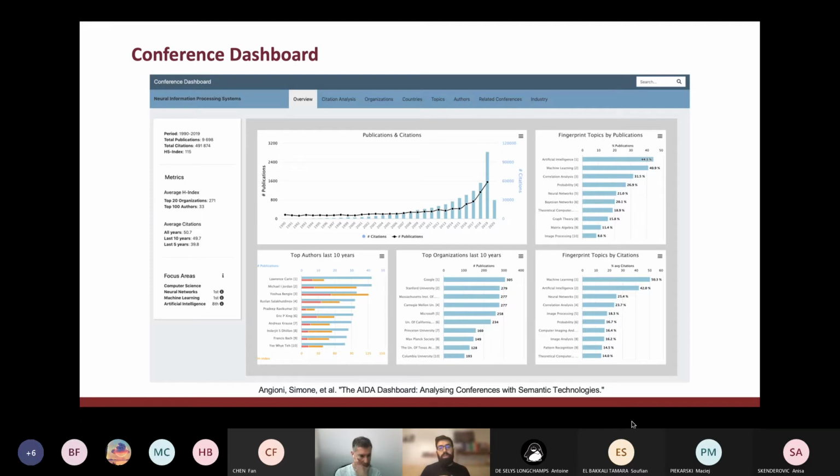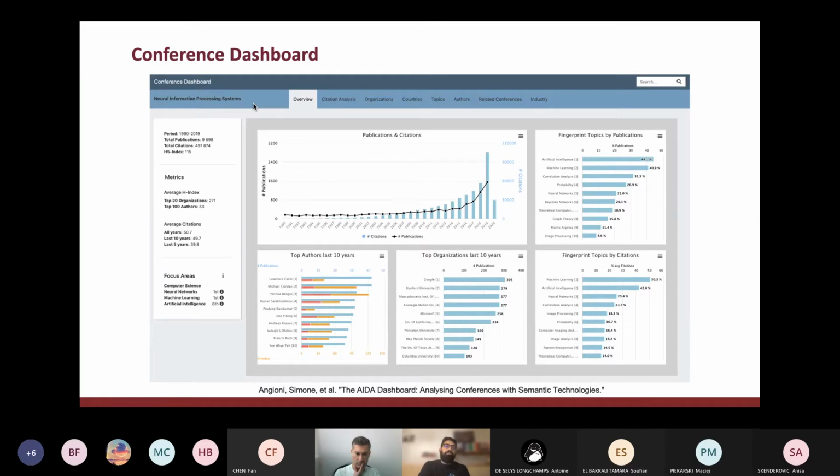This has the potential to explore conferences on many perspectives, on several perspectives. And this is just the landing page, the overview page of a conference, Neural Information Processing Systems, which is the NIPS conference, which is the most important conference in neural networks, in machine learning potentially.